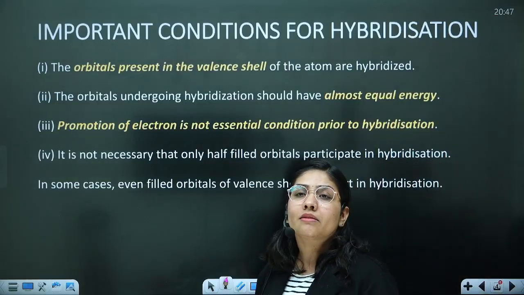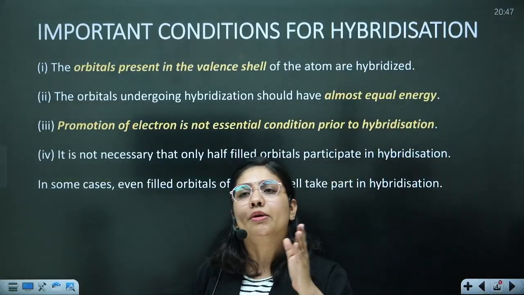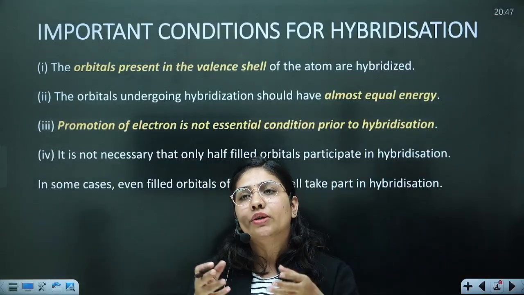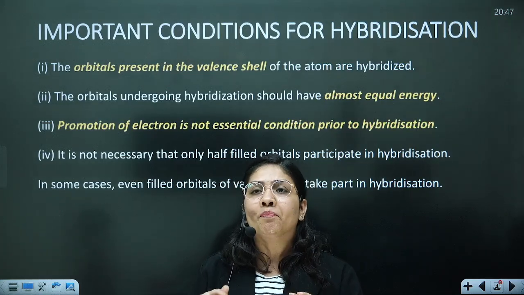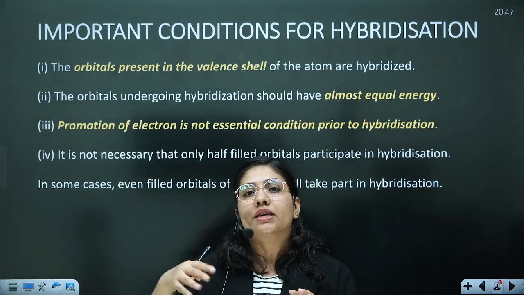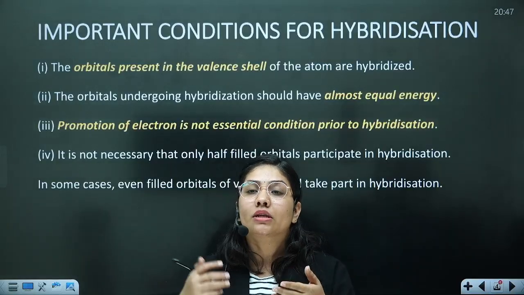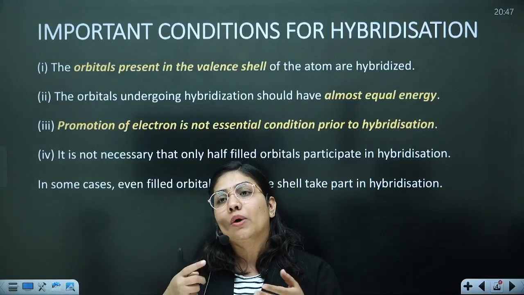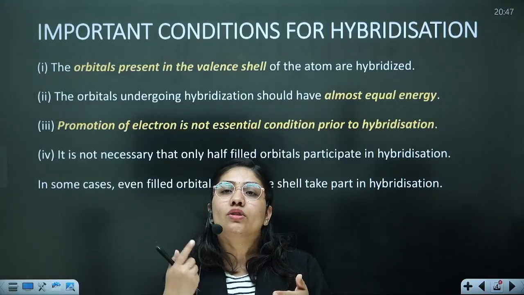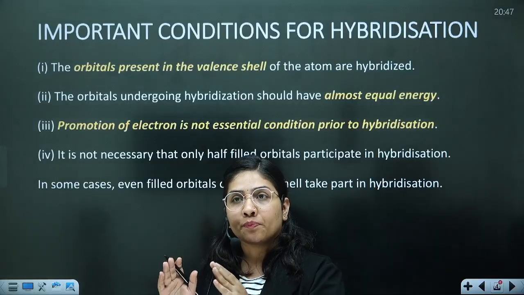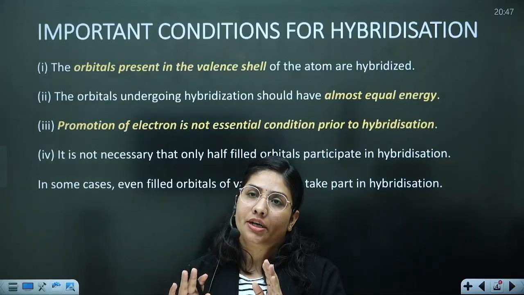Next, there are some important conditions for hybridization. It is not just two atoms coming together and forming a bond; that is not the essential condition for hybridization. There are many factors which need to be taken care of while this happens. So the first point is that the orbitals present in the valence shell of the atom are hybridized.